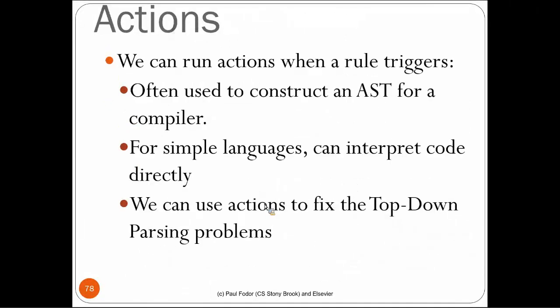Now we can run actions when such production rules trigger. Often we construct an abstract syntax tree for a compiler. For simpler languages, we can interpret the code directly, and we can use actions to fix the top-down parsing problems, including left recursion.